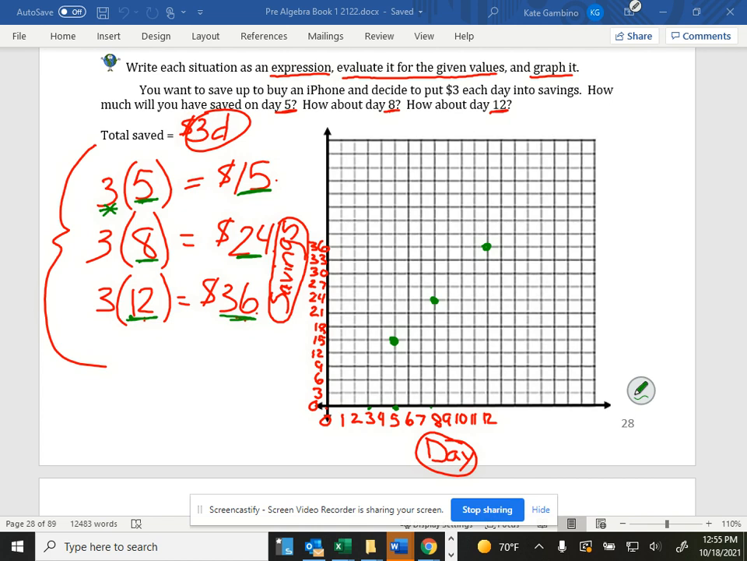So, you have all of those steps. The first thing is you do your expression. Then you evaluate it for all of the values you're given. Then you do your graph. You label the X and Y's, and then you plot your points.